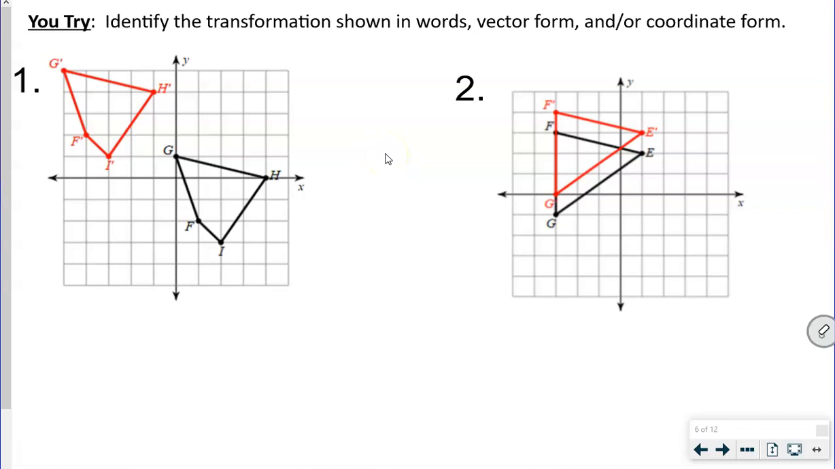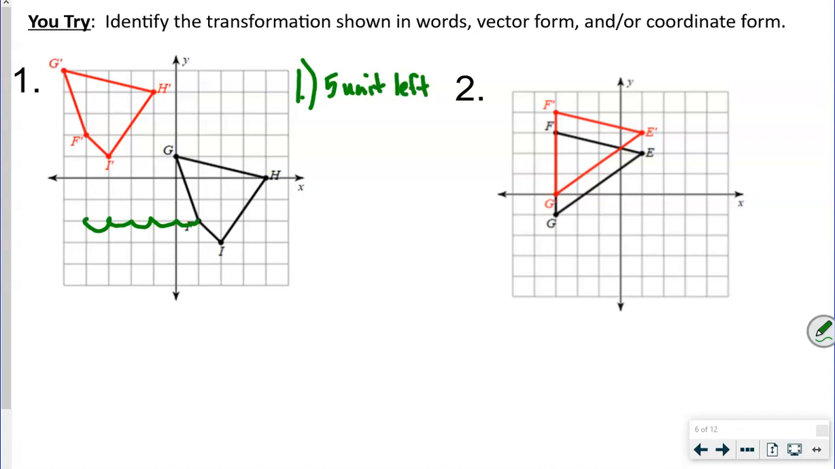Okay, so I'm going to start with point, we could do F or we could do G or H or I, but I'm going to go ahead and start with F, okay? So again, it says identify it in words, in vector form, and in coordinate form. We're just going to keep it in the same order we did last time. So we're going to do our words first, okay? So let's look at F. So F, we're going 1, 2, 3, 4. Remember, we're going from F to F prime, right? 5. So that's 5 units left.